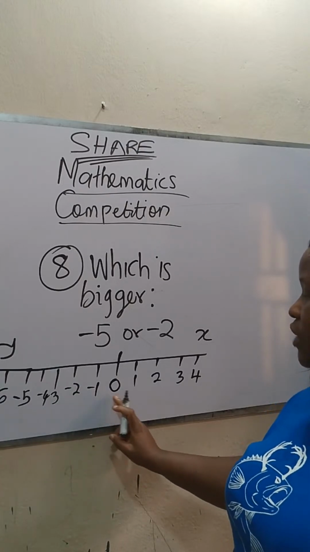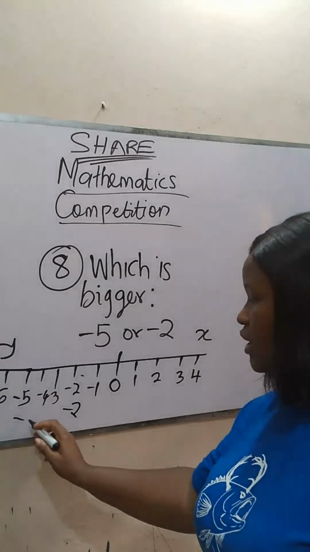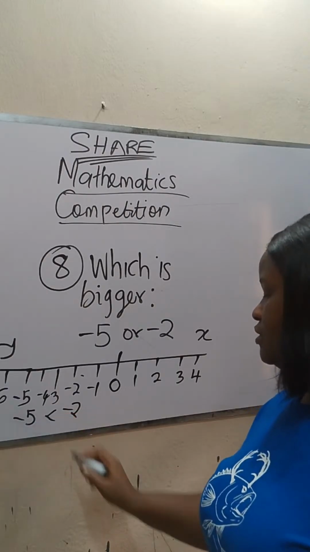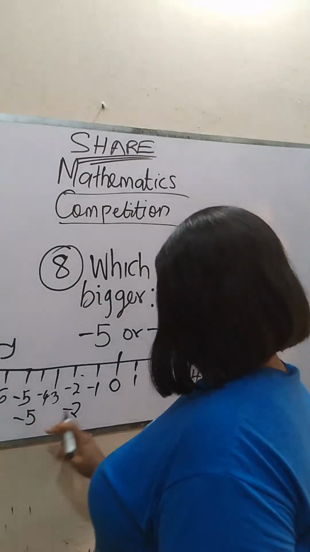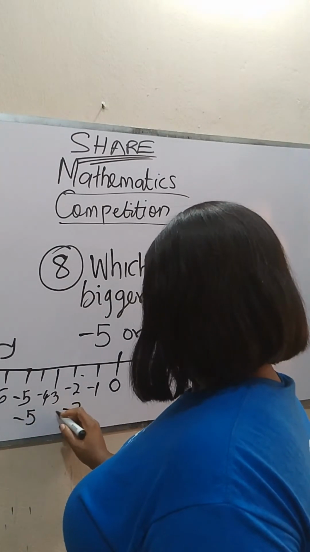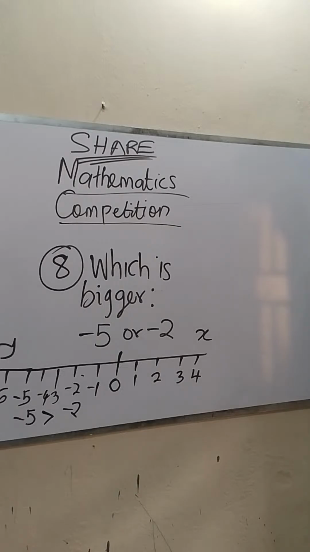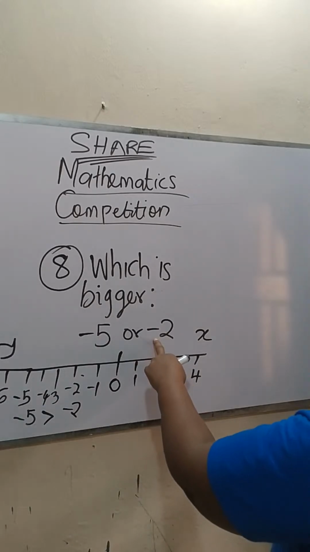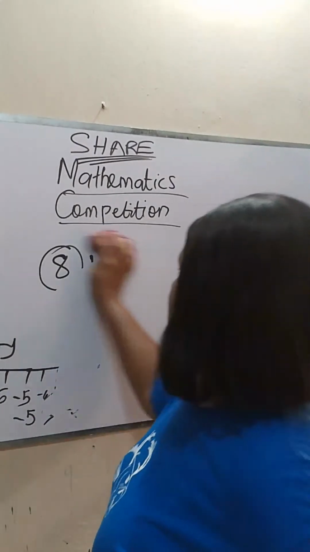From this number line, you can see that -2 is closer to 0 and the positive numbers, so it's greater. -2 is greater than -5. -5 is less than -2. So that is how you say it. So the answer to this question is -2. That is the correct answer. -2 is bigger than -5. All right. So that is it. We go to the next question.